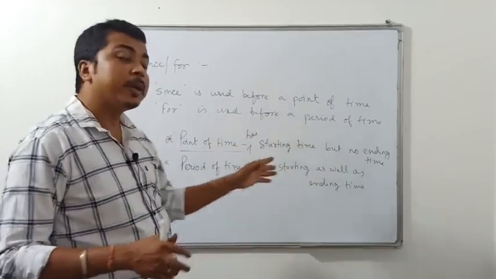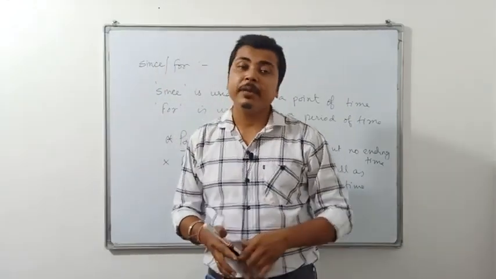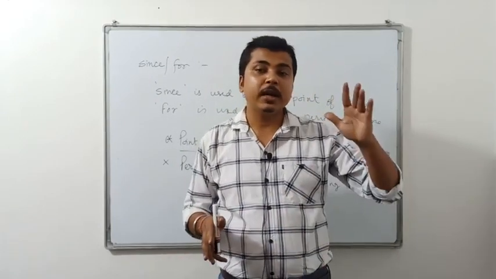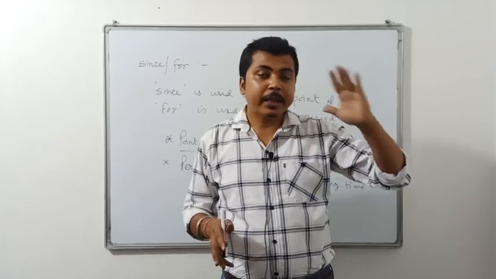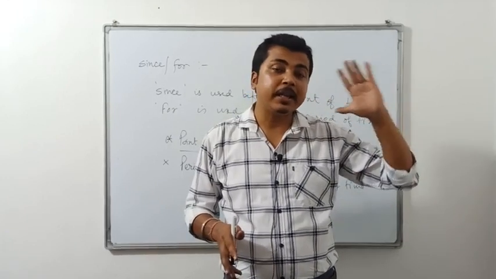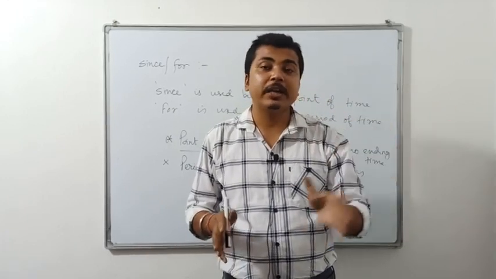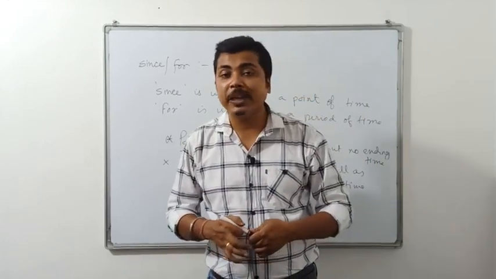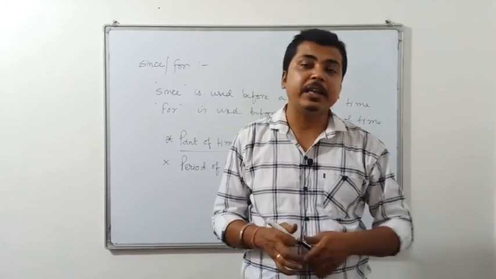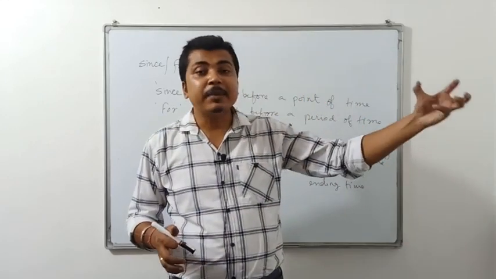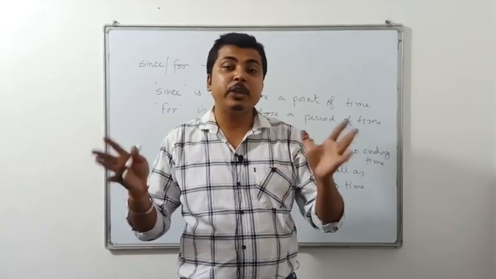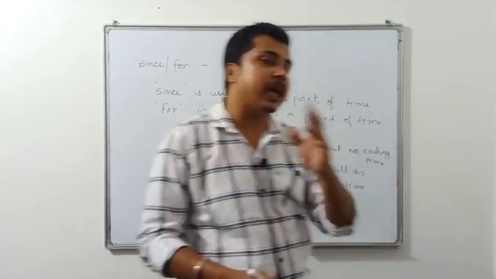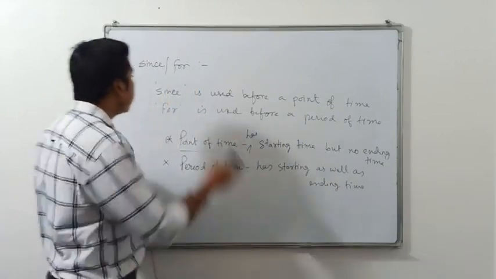Okay, so whenever we speak about point of time, again I am repeating, it means we can remember the starting time of the action but we cannot identify the ending time. But when we speak about period of time, that means we can identify the starting time as well as the ending time. That means we know how much time the action has continued. Let us understand this with the help of two examples.